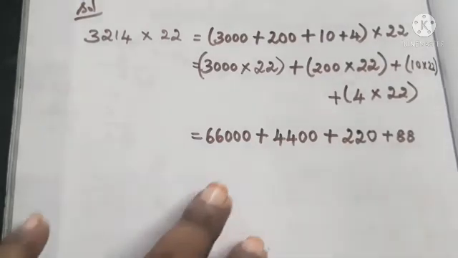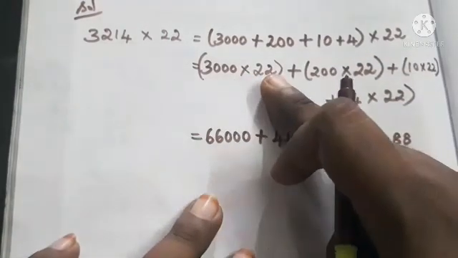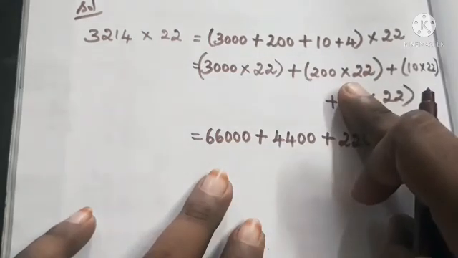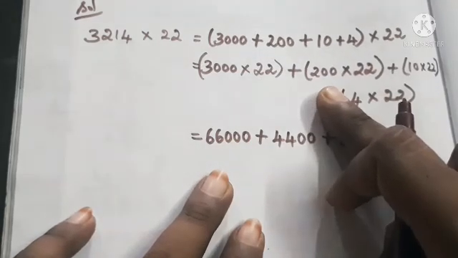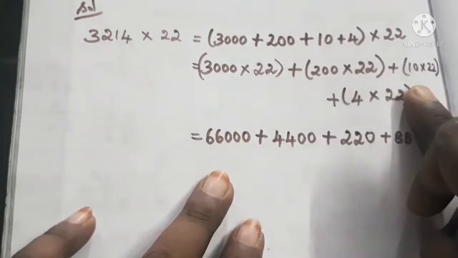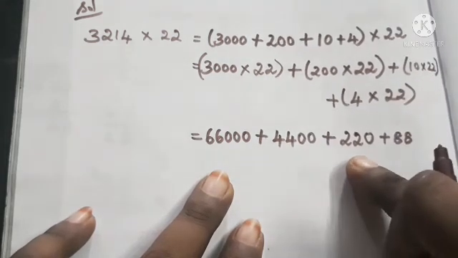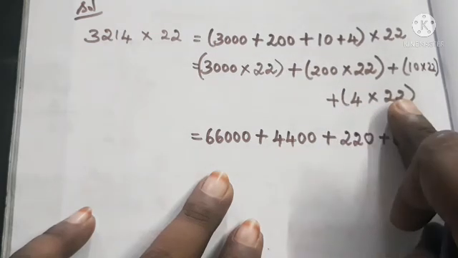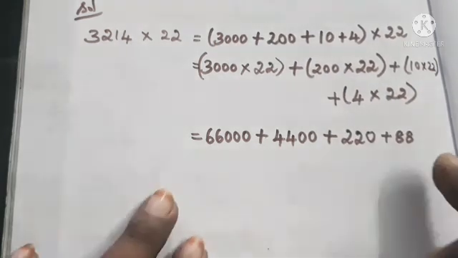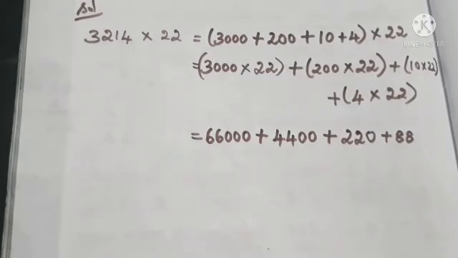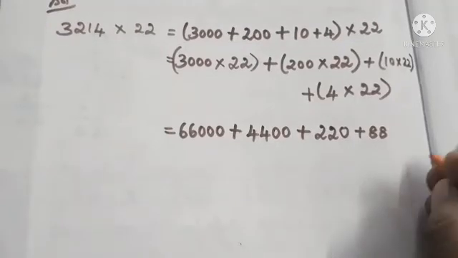So if you multiply 3000 by 22 means you got the answer as 66,000. Next we have to multiply 22 by 200. If you multiply, we got the answer as 4,400. Next, 10 into 22 is 220. Likewise, if you multiply 22 into 4 means we got 88. Next we can add, isn't it? Plus symbol is there now, so we have to add these values. Okay, ma, this is a rough work. This also you have to write on the right side of the booklet.